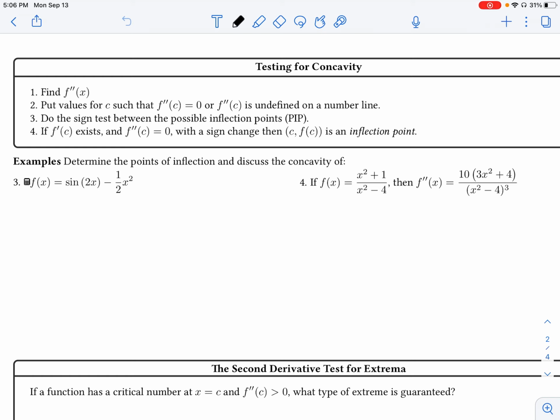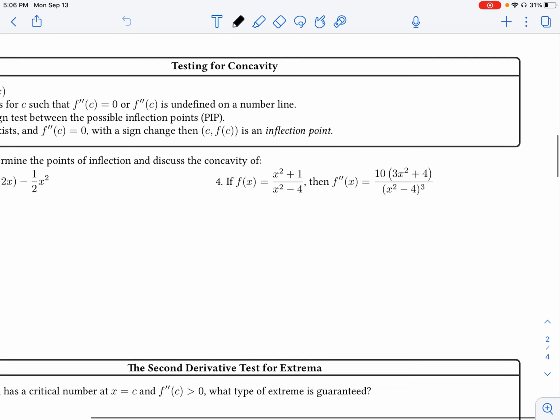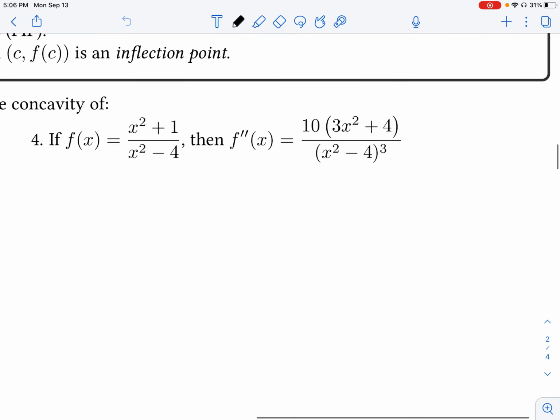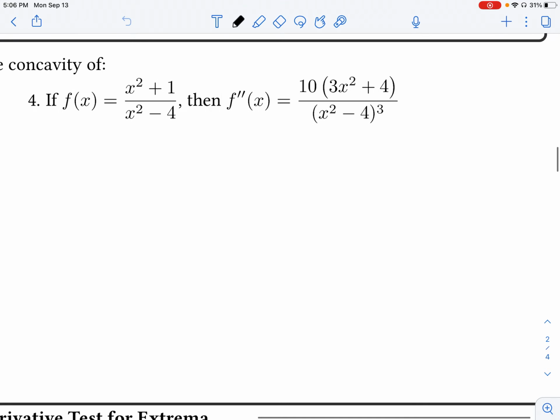Okay, so let's try that. Let me start with number 4 first, since the previous one is a problem that we will do using a calculator. Let's start this one first. First things first, we are given the function. We're told that the function is (x squared plus 1) over (x squared minus 4). And just for convenience's sake, we're given the second derivative.